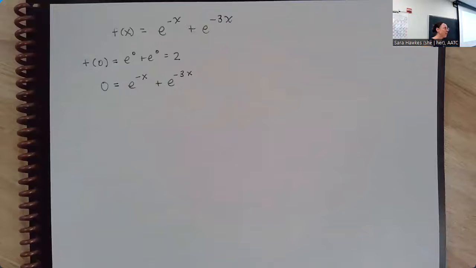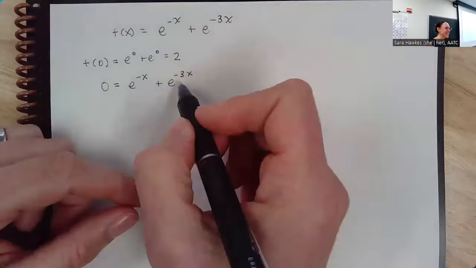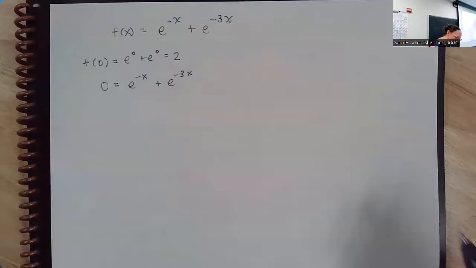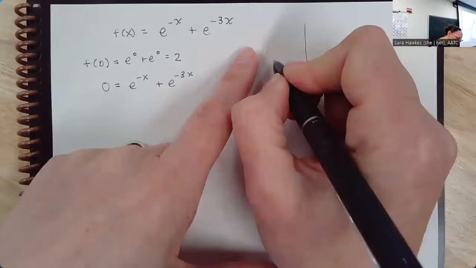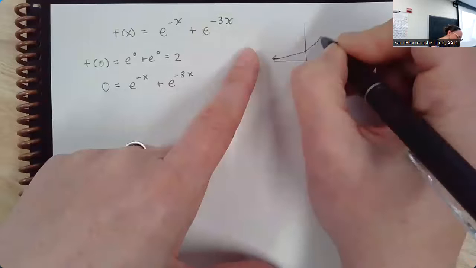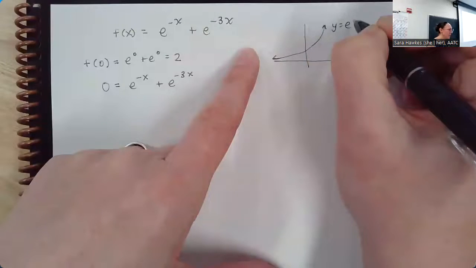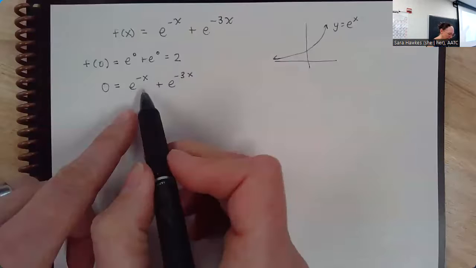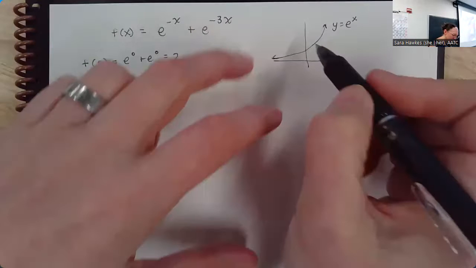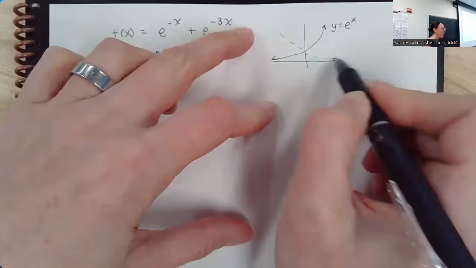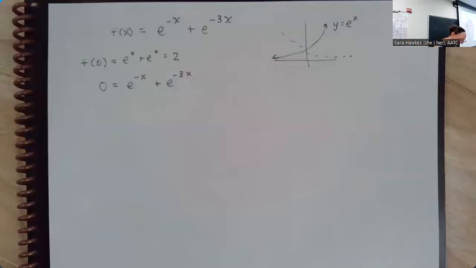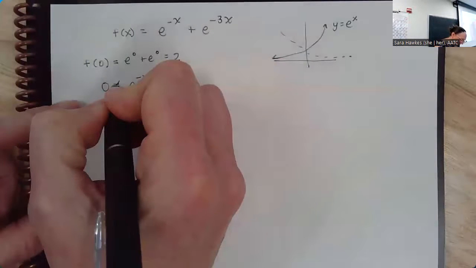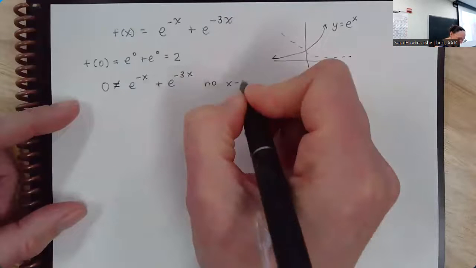Because no matter what I put in there for an exponential, e to the something, if I think about just a regular old graph of e to the x, it's always positive. No matter what I put in. And if I want to think about a graph of e to the negative x, it just flips this around, but it's still always positive. So that is never equal to 0, and there are no x-intercepts.